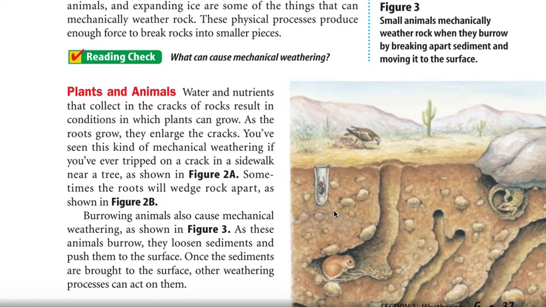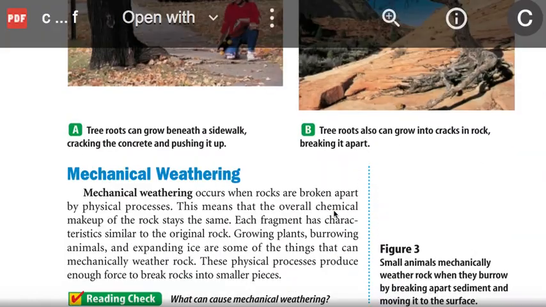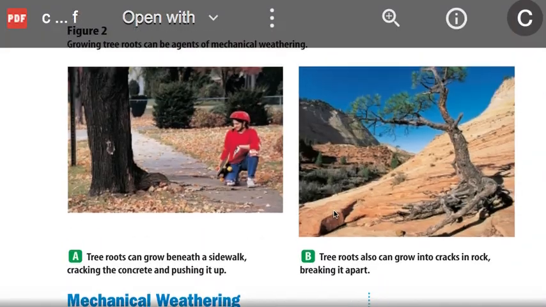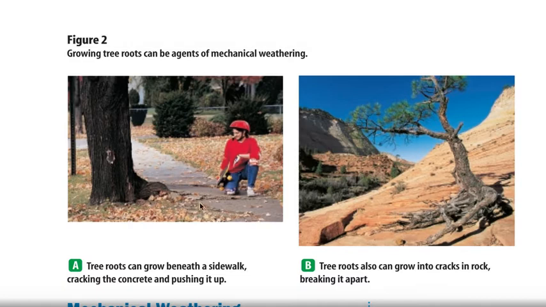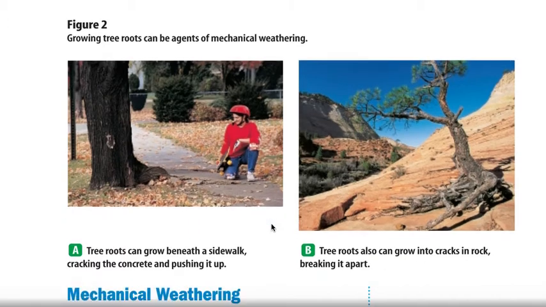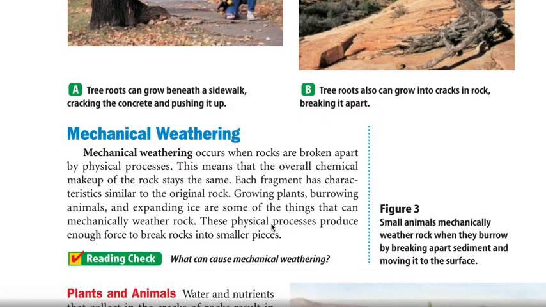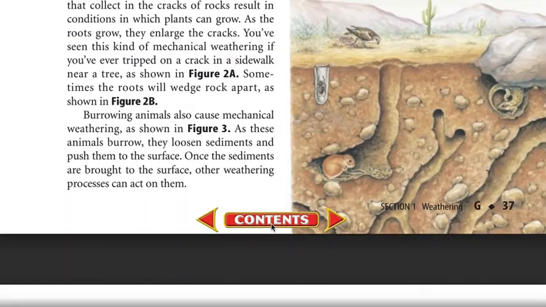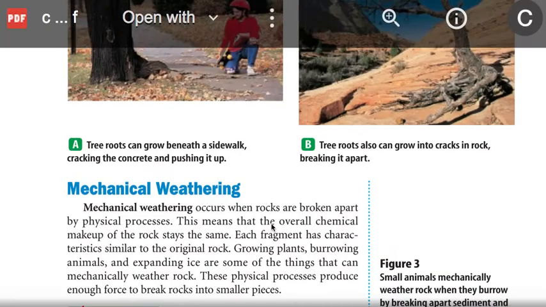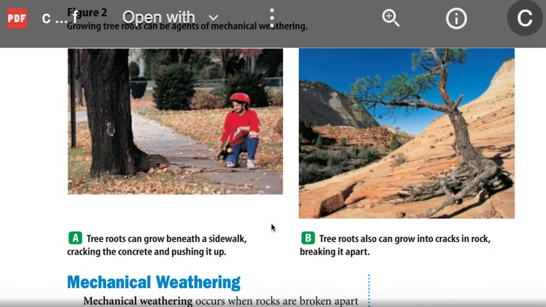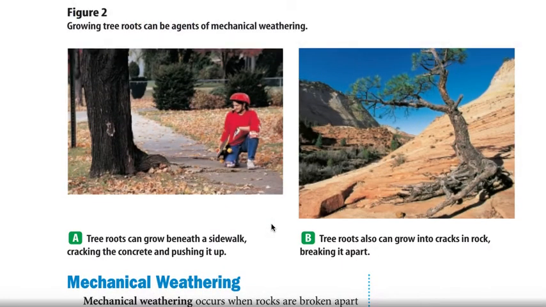Let's scroll back up and look at this closely. Figure 2A, right here, there's the crack the tree has made in the sidewalk. Our skateboarder friend here perhaps tripped on that crack. Sometimes the roots will wedge rock apart, as shown in Figure 2B. Figure 2B shows a tree wedging in between rock crevices and breaking those rocks apart.